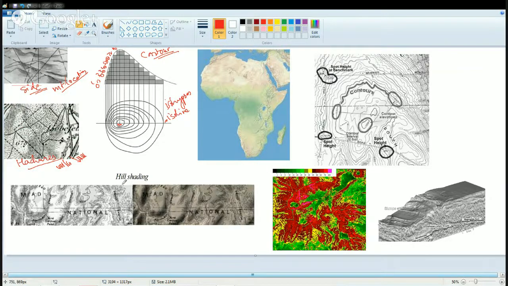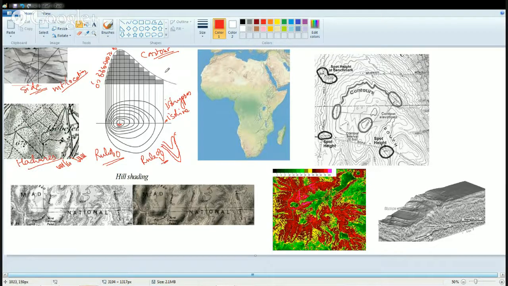Then in contours, as we can see, the hilltop is shown by means of a loop. This is known as the rule of O. And if you are trying to draw a valley, the contours would emerge something like this, and these are known as the rule of V. So these are the two common rules we follow while understanding the contours.